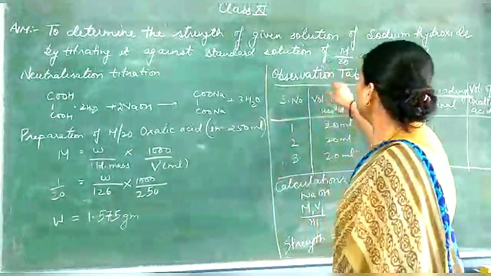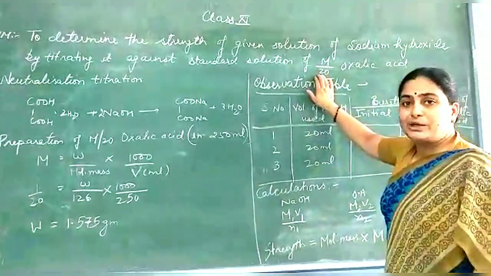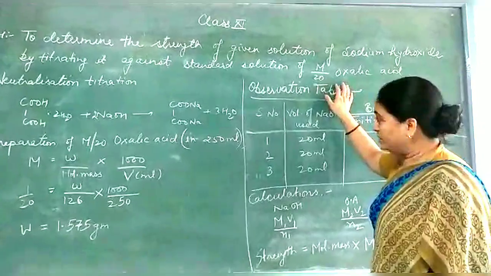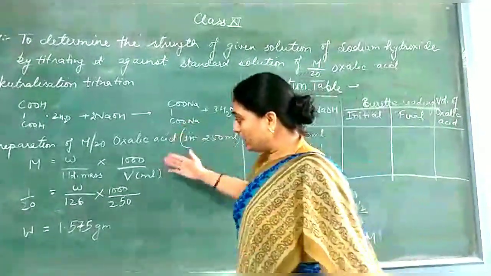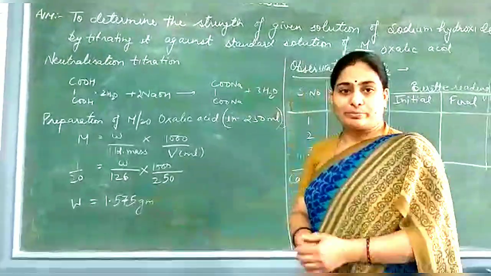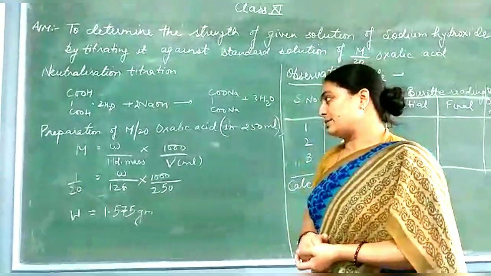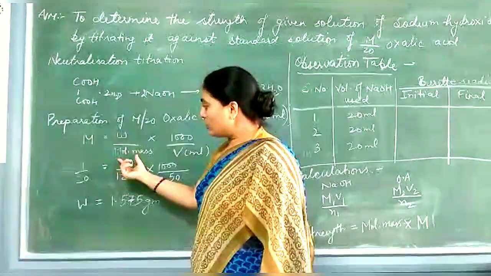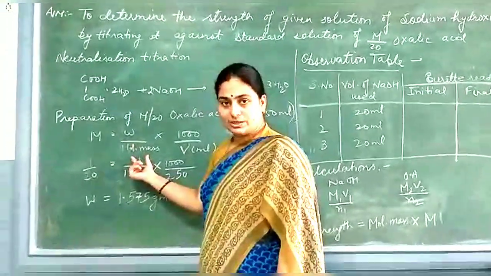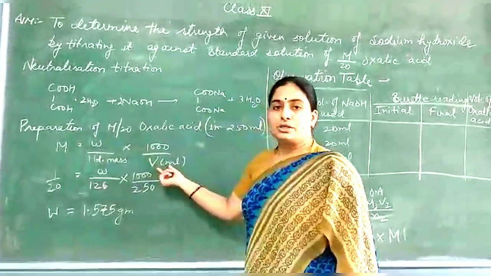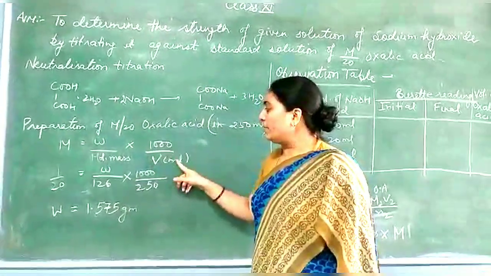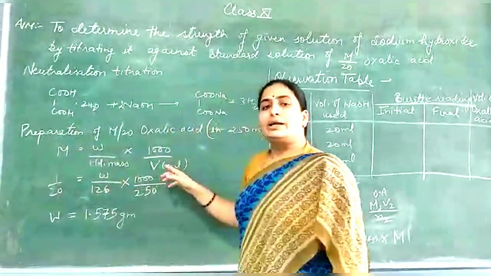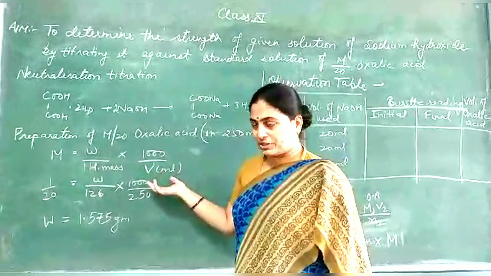As given in the question, we are supposed to prepare M/20 oxalic acid. So how do we prepare it? First of all we will do the calculation. The formula of molarity is the number of moles, that is mass divided by molar mass of solute, per liter of solution. If I am taking volume in ml, it will be divided by 1000. This is the formula of molarity that you have been studying in chapter 1.